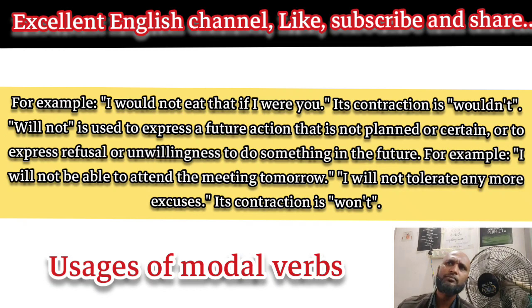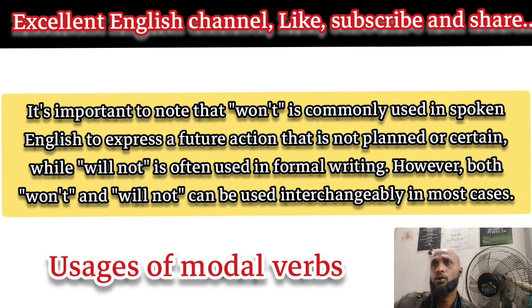For example, I will not be able to attend the meeting tomorrow. I will not tolerate any more excuses. Its contraction is won't. It's important to note that won't is commonly used in spoken English to express a future action that is not planned or certain, while will not is often used in formal writing. However, both won't and will not can be used interchangeably in most cases.